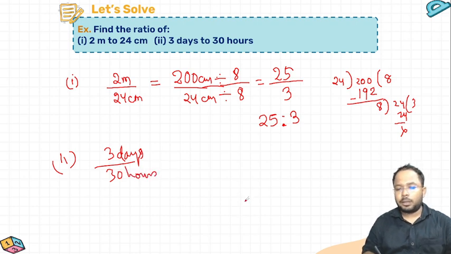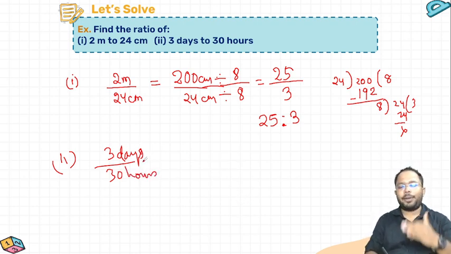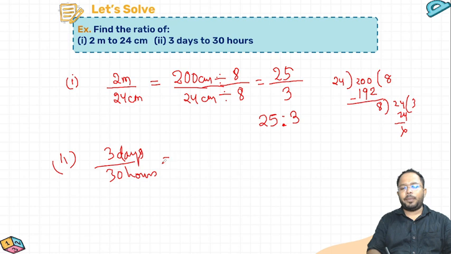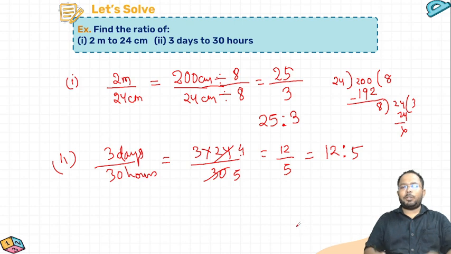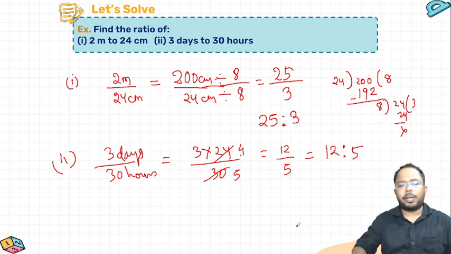Similarly, 3 days and 30 hours. It's quite difficult because we cannot take different quantities. We need to convert to the same units. So 3 days means 3 into 24 hours by 30 hours. We can take out 6, either by the HCF or just manually: 6 fours are 24, 6 fives are 30. So 4 threes are 12 by 5. That gives a 12 is to 5 ratio. So this is how we can find the ratios.